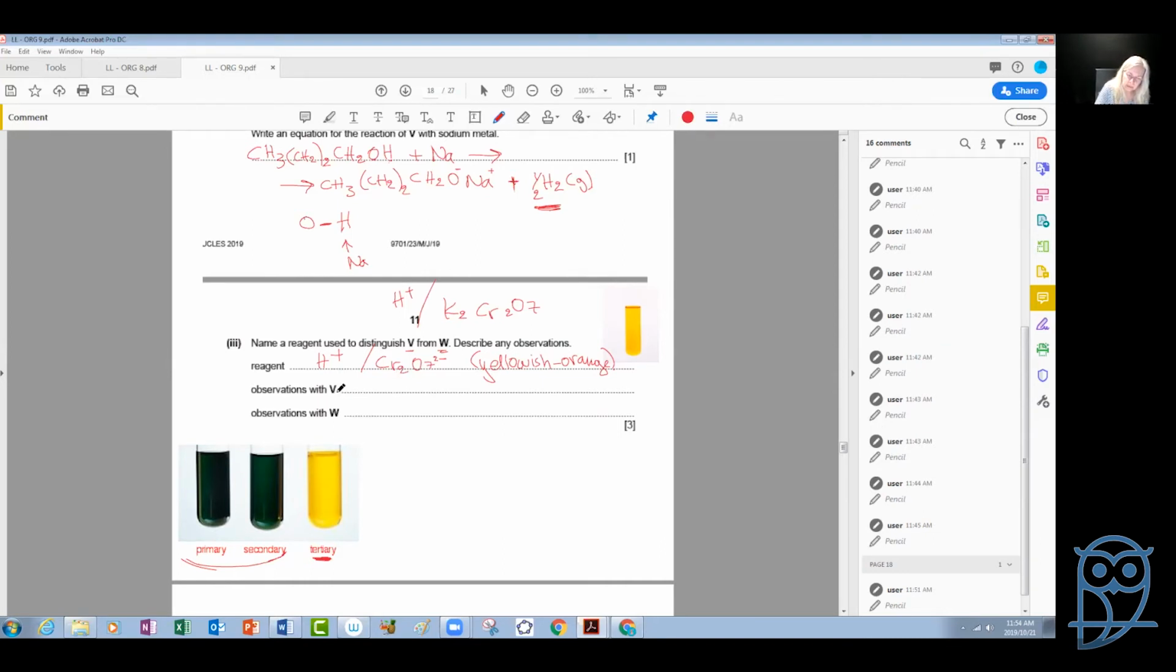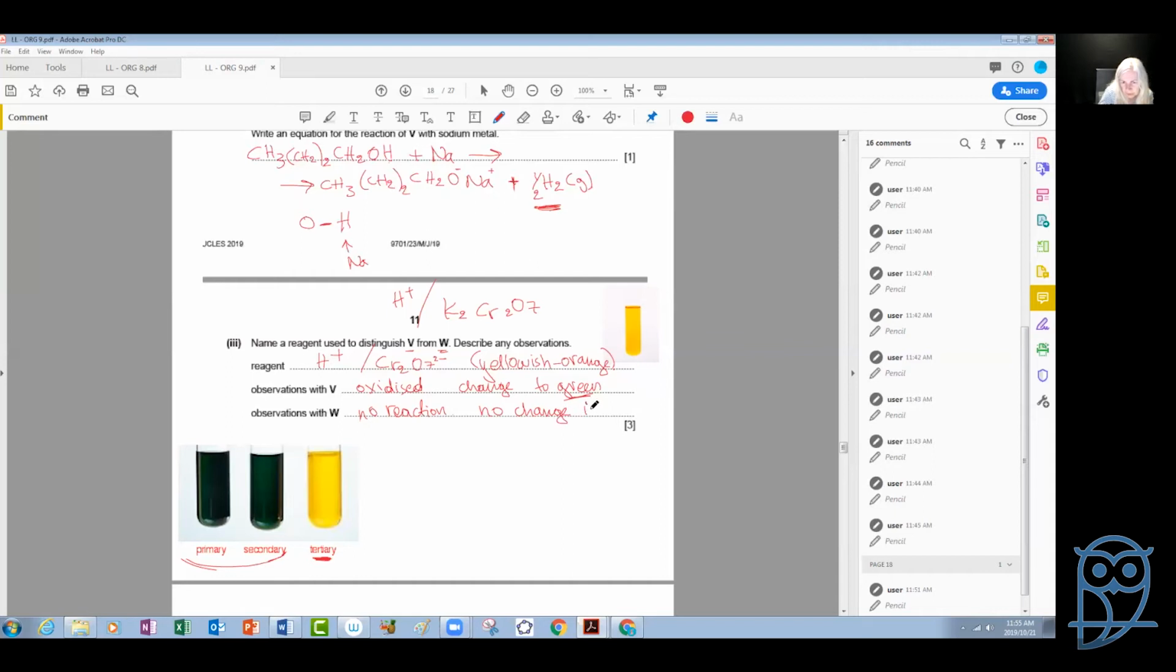Then if we add the alcohol V, it will be oxidized, which means it will react, and we'll see a change from this yellow-orange to green. This solution will change into green. But if we add the tertiary alcohol, we'll see no change, no reaction, because we're going to see no change in color.